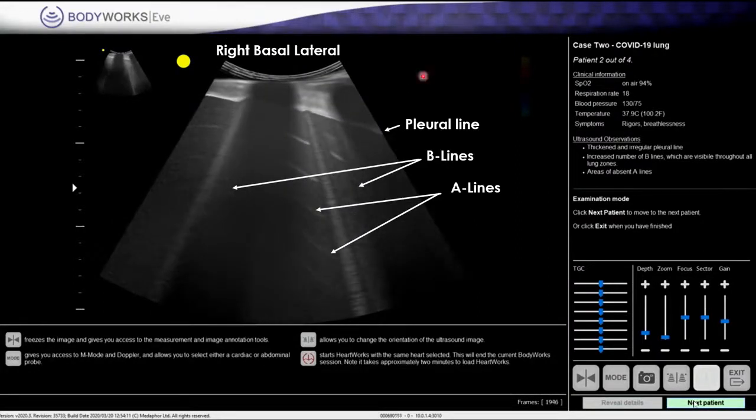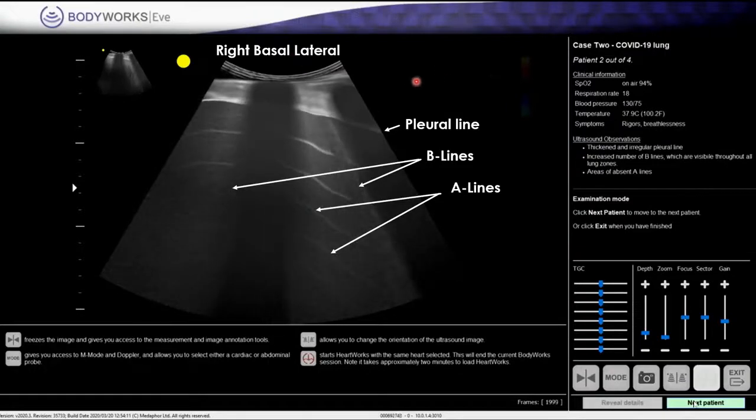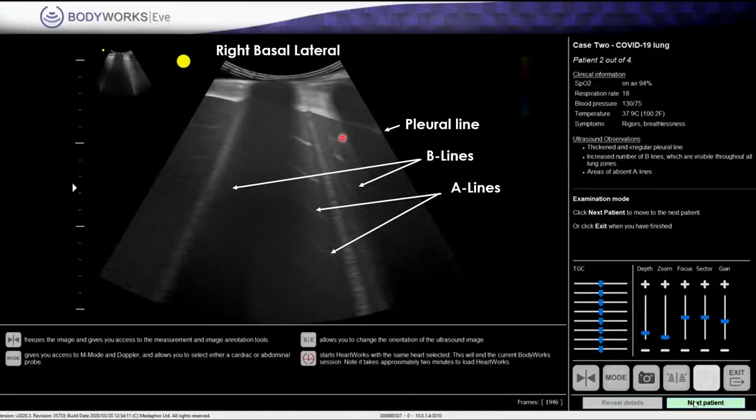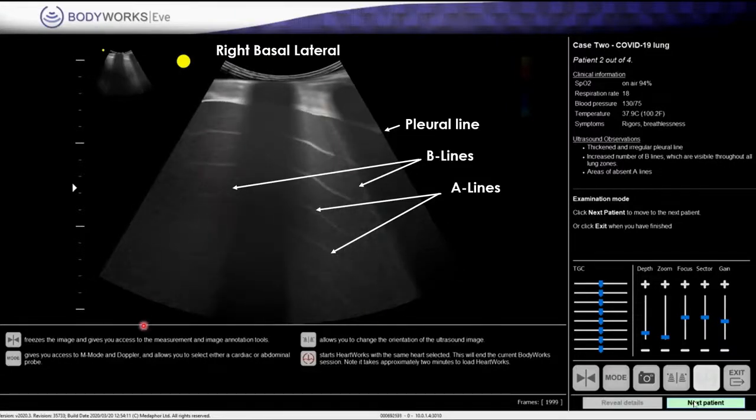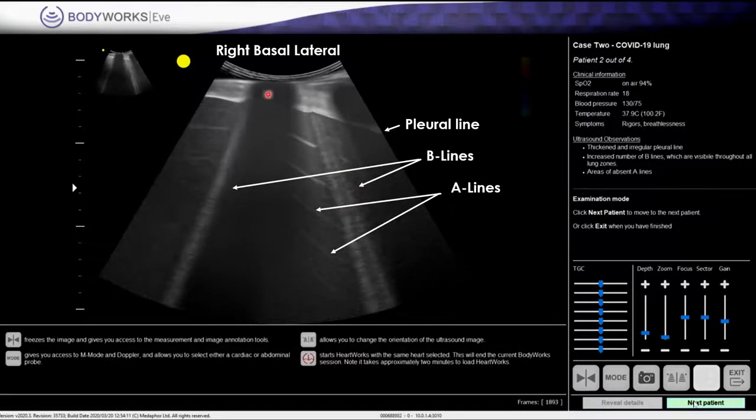This is the same patient. This is the right basolateral. Again, you've got this irregular thickened pleural line. You've got some more B lines coming in here. Again, you don't have that many B lines, but you're dropping your A lines out, but you do have some A lines. So it's not really definitive, especially with this rib shadowing that you've got over here.